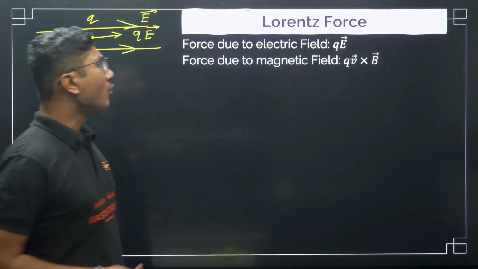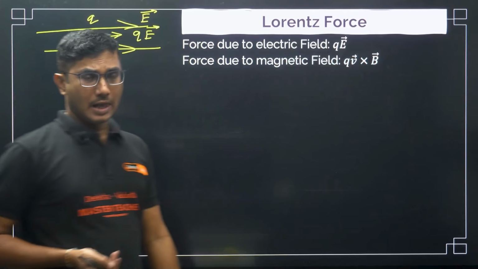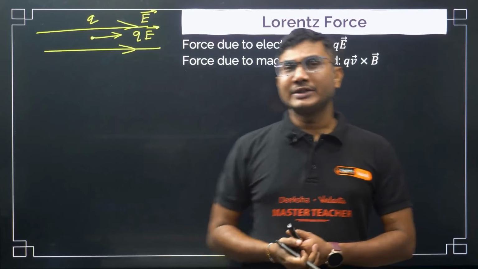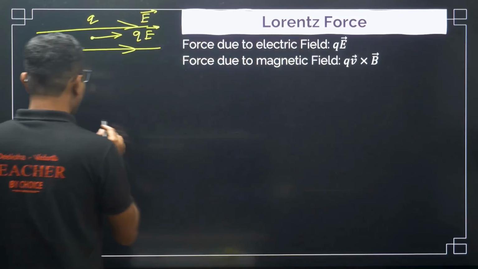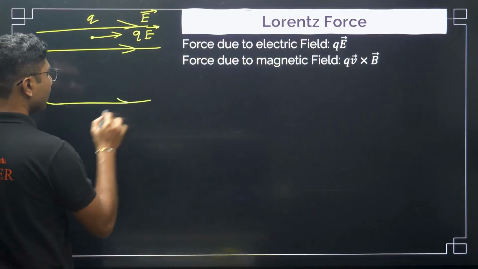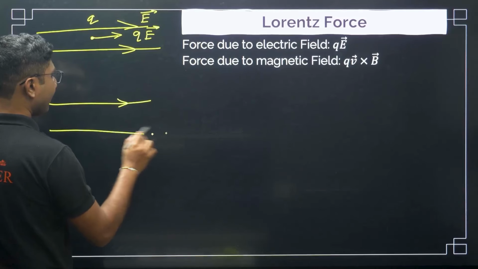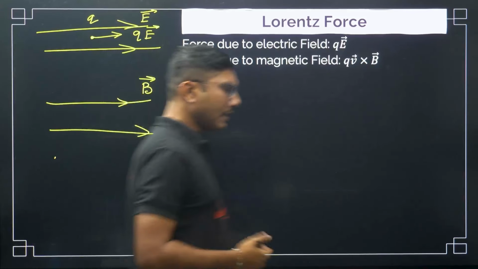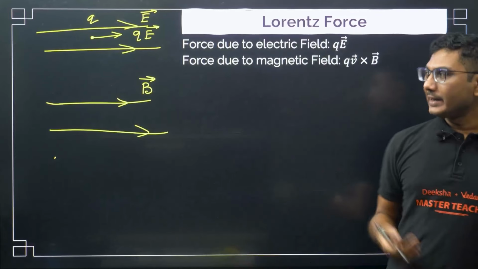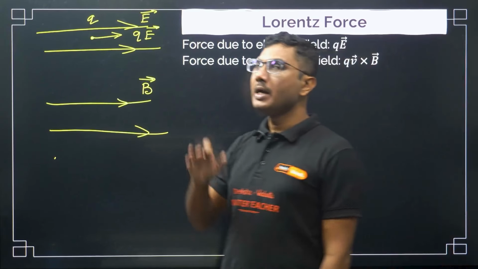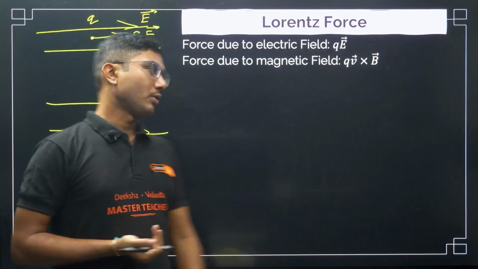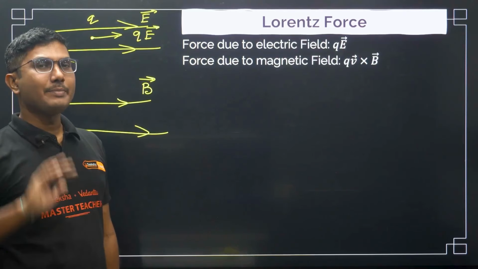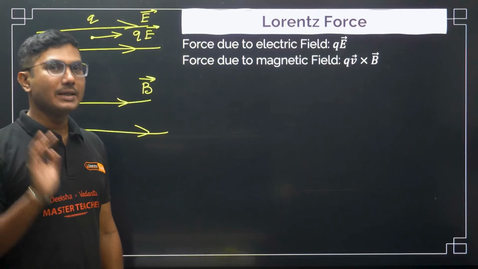Now, force due to a magnetic field is very, very interesting. Suppose the symbol for magnetic field is given by B. Electric field is given by E, and magnetic field is not given by capital M, it is given by B, because M has a lot of other different meanings. That's why magnetic field is represented by the symbol B.